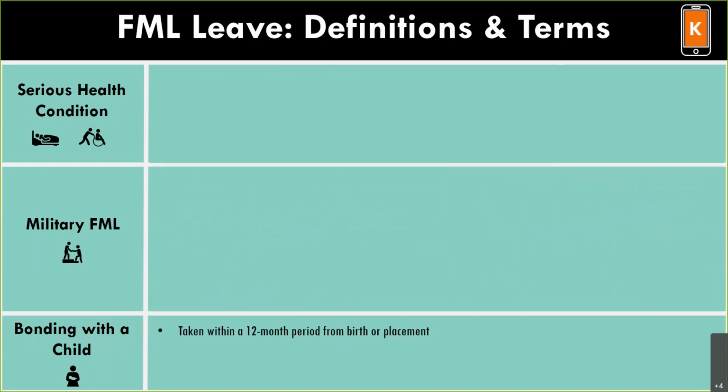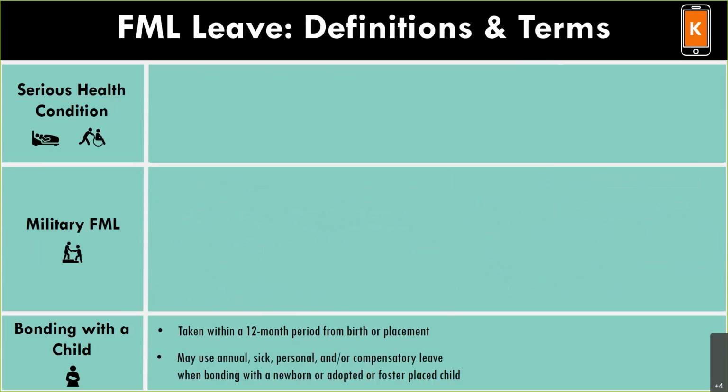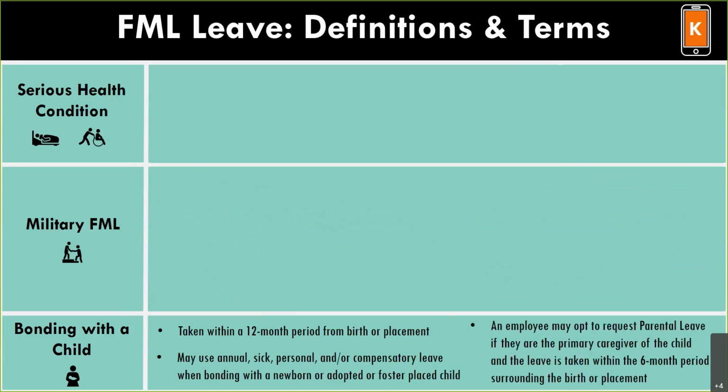And one of our most common ones besides serious health condition is bonding with a child. This is taken within a 12-month period from birth or placement. You can use annual, sick, personal, and/or comp leave when bonding with a newborn or adopted or foster placed child. However, an employee may opt to request parental leave if they are the primary caregiver of the child and the leave is taken within the 6-month period surrounding the birth or placement.